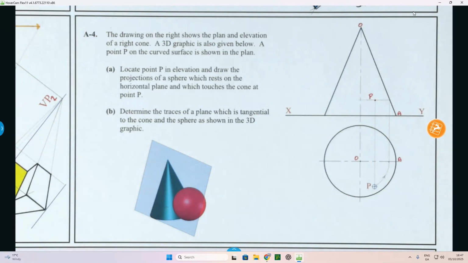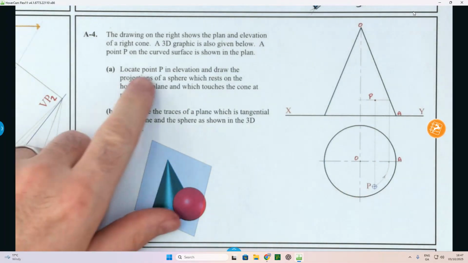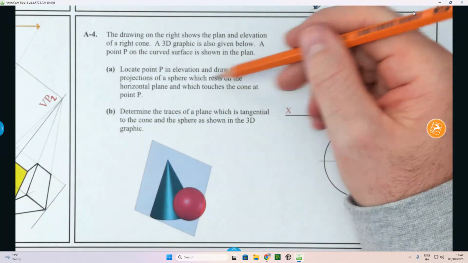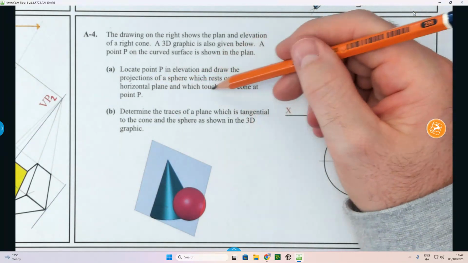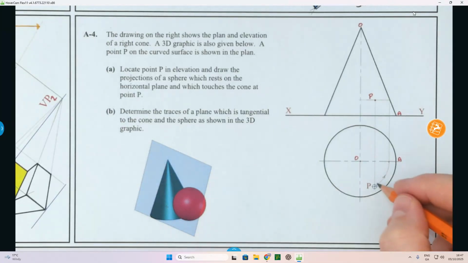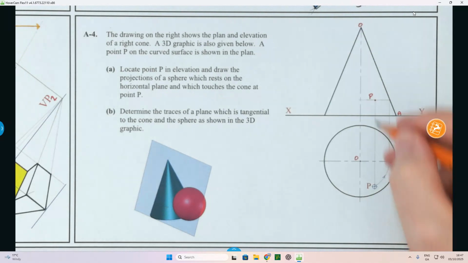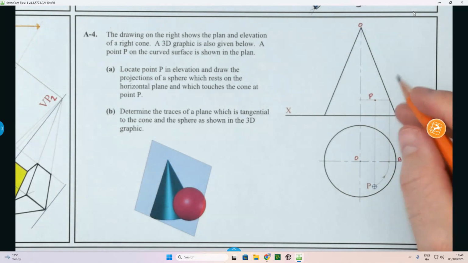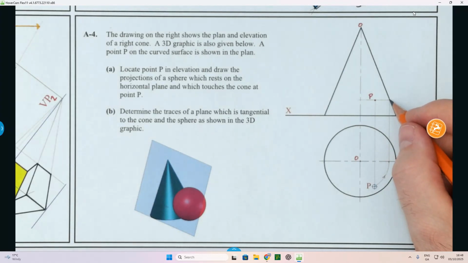Now, we've located P. Now we have to draw the projections of a sphere which rests on the horizontal plane and also touches the cone at point P. So I need another sphere right here. This little red sphere is going to touch, or be in contact, at point P. Now the problem is, when we do this, we always have to find the size of the sphere when it is touching the extreme generator first.